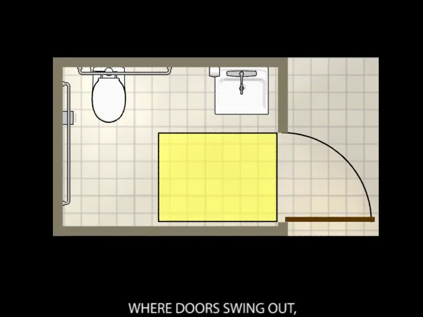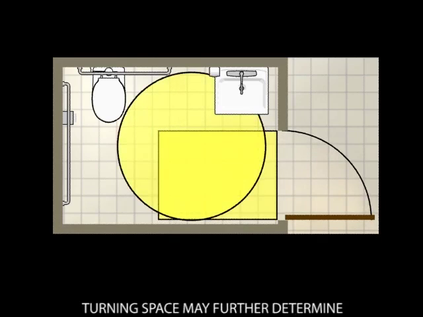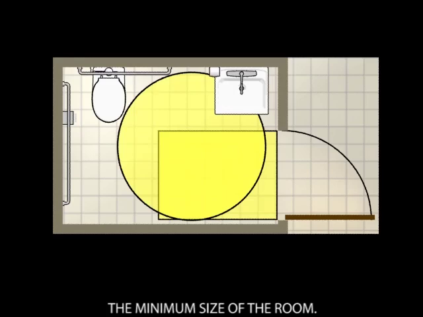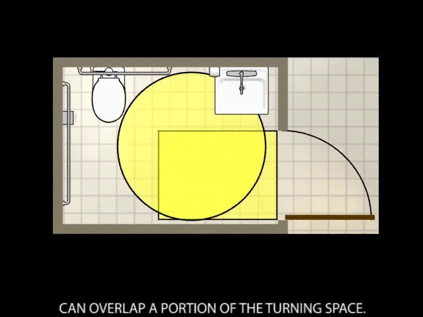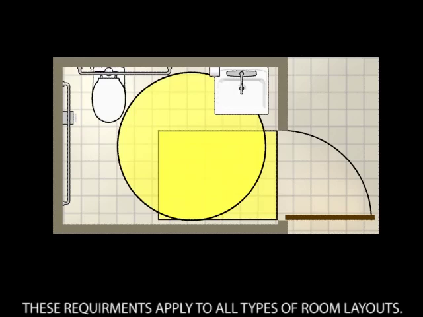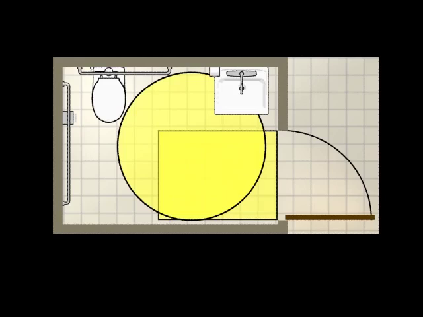Where doors swing out, turning space may further determine the minimum size of the room. Lavatories and other fixtures with knee and toe space can overlap a portion of the turning space. These requirements apply to all types of room layouts.